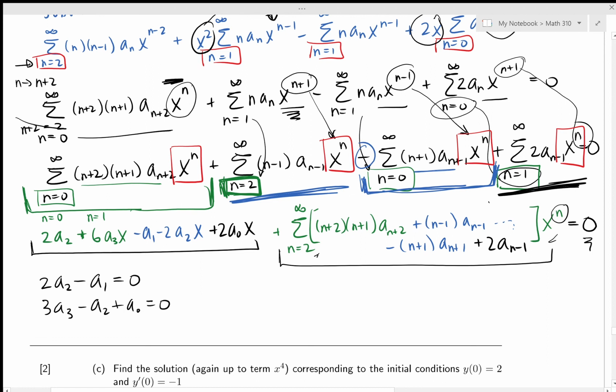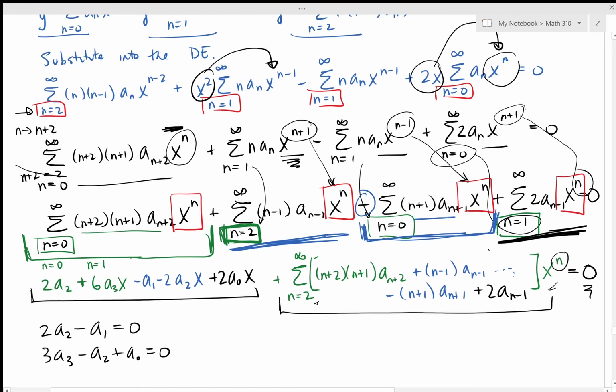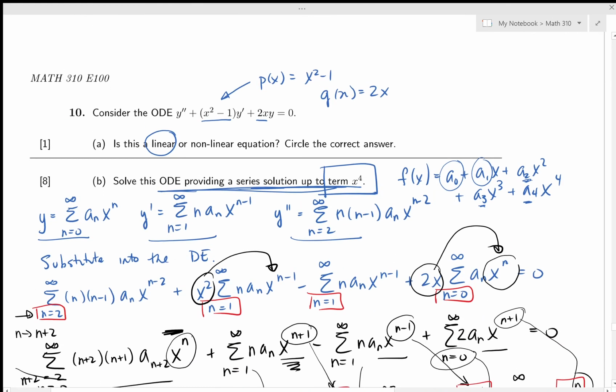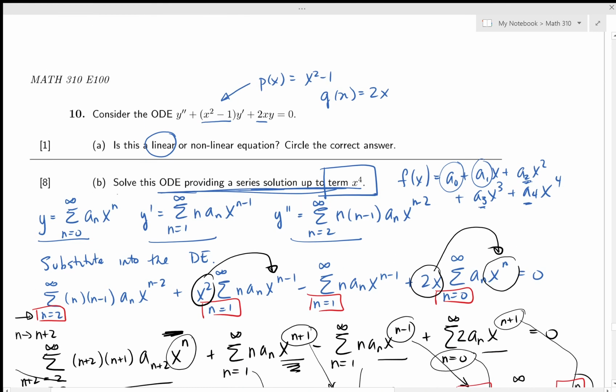Okay, that tells me what a2 is in terms of a1, and it tells me what a3 is in terms of a2 and a0. So let's think for a sec here. Do I know what a0 and a1 are? Yes, I always know. I'm going to scroll back and make a note of that.